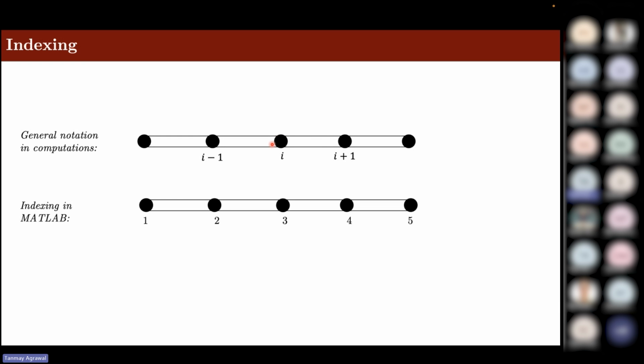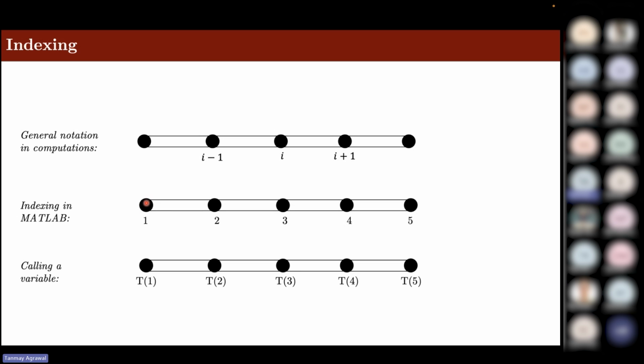So if you do the counting here, it would be 1, 2, 3, 4, 5. And fortunately, that is how MATLAB also understands it. So if you try to define a variable here, for example, if I want to define a temperature, I can simply use something like T small bracket 1, T small bracket 2, T small bracket 3, and so on.